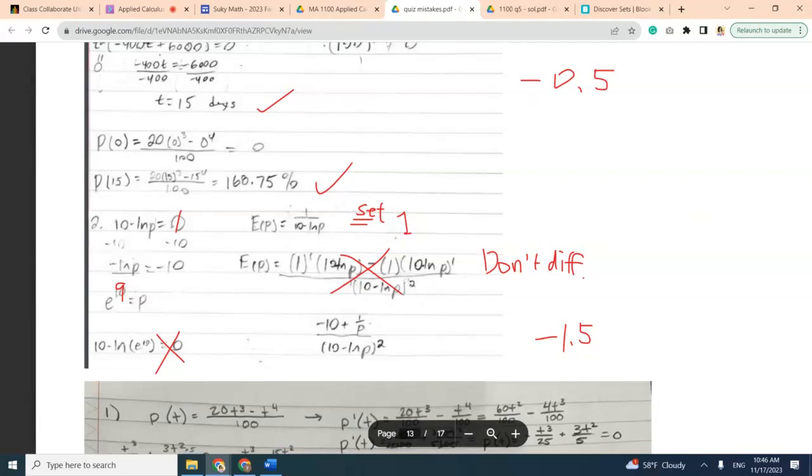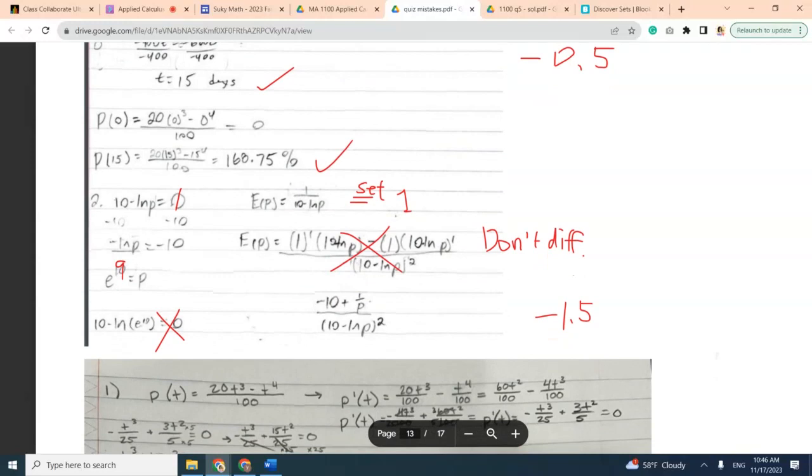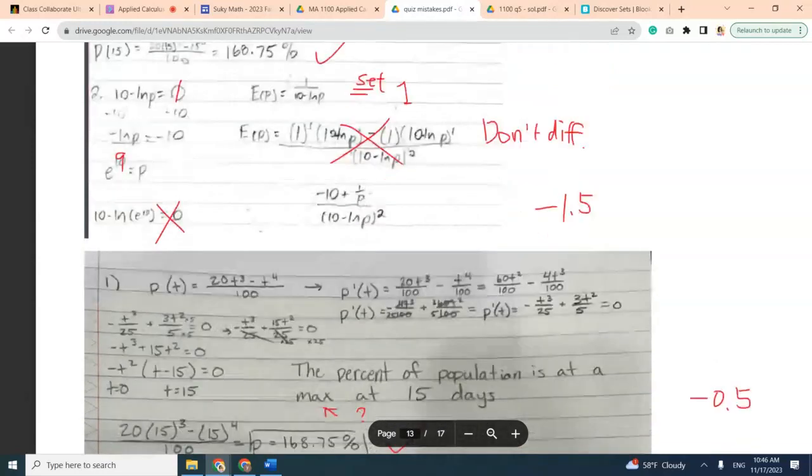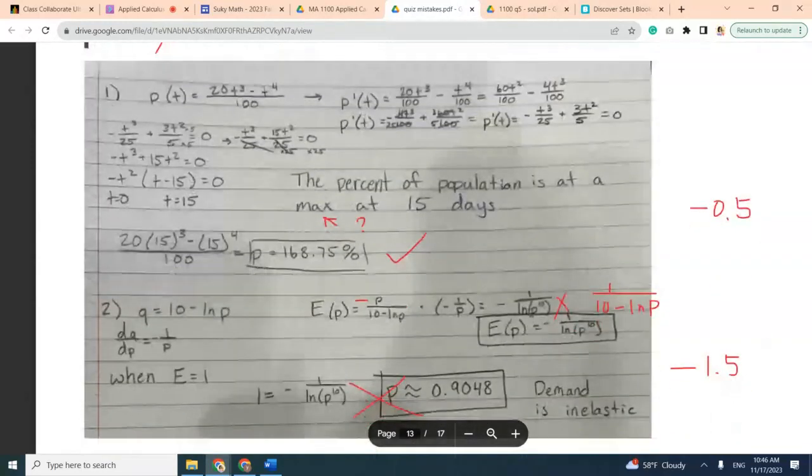Okay, everybody? It's not like finding the critical point. You don't differentiate and set it equal to 0. You set E equal to 1. That is the maximized value. And then here, also missing the table.